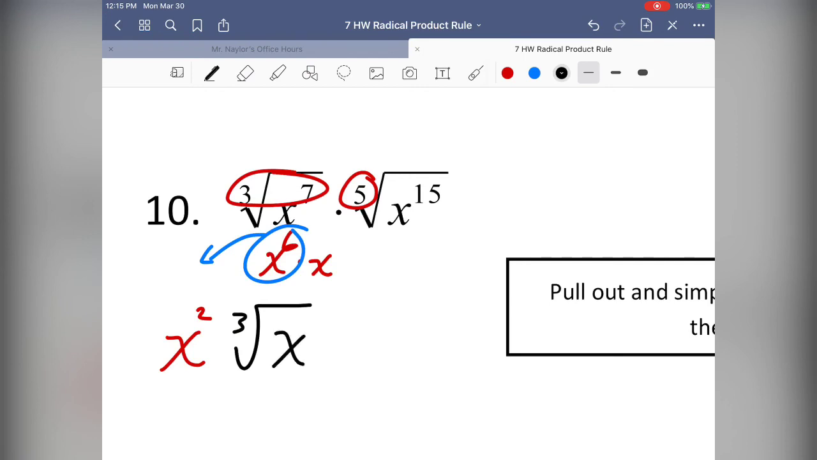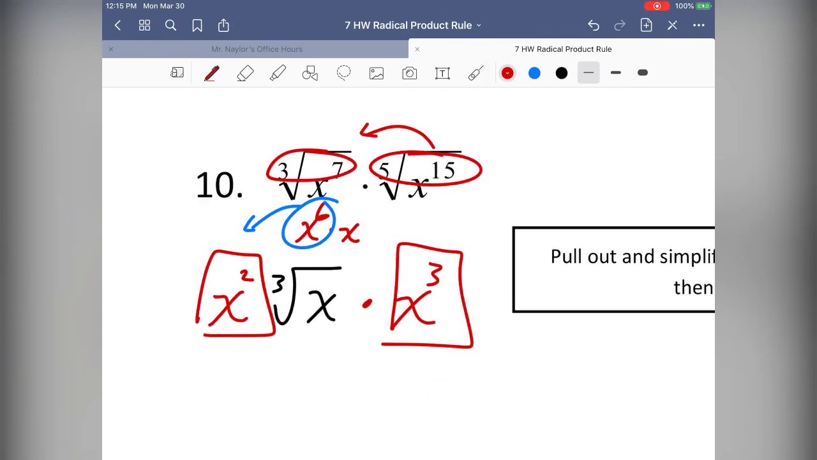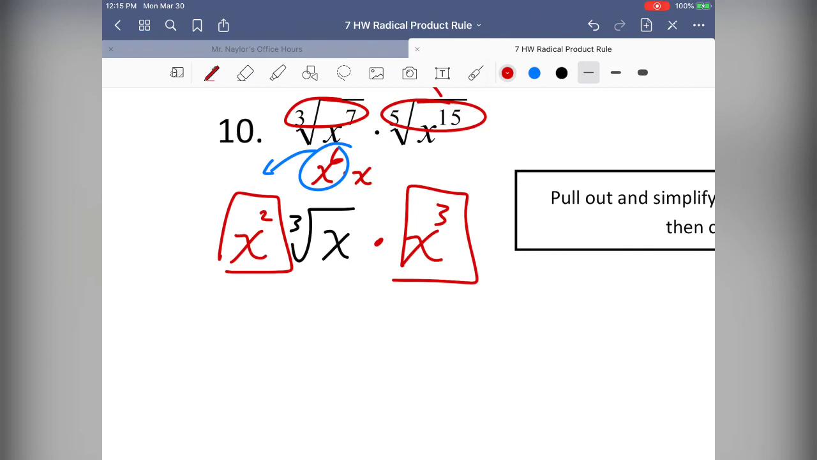How about this x to the 15th over here? The whole thing is able to come out. The whole thing is able to divide, so that leaves us with an x to the third. Now, both of these x's are on the outside, so they're able to multiply together. They're able to come together. And, of course, you add the exponents in this case, so we get x to the fifth, but we still have this root x left over.